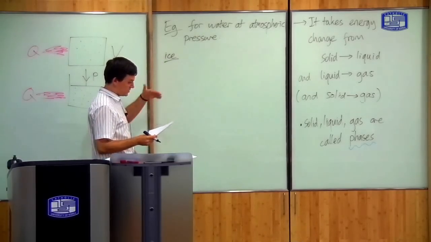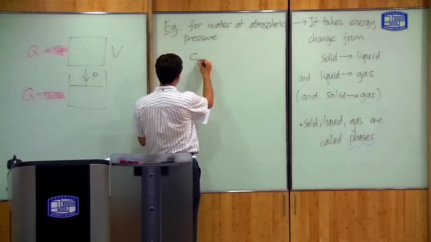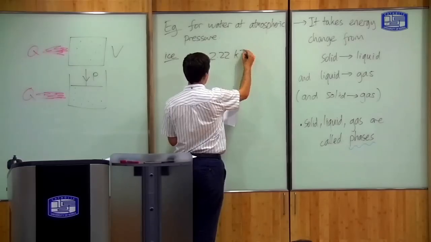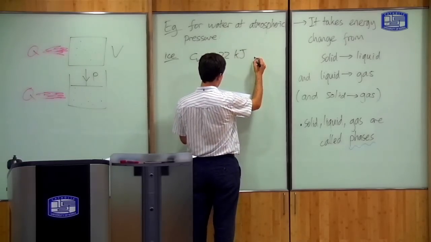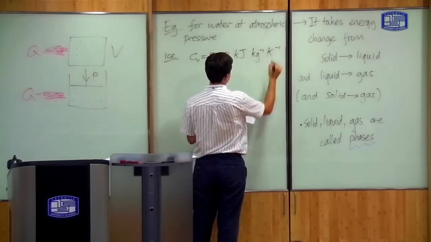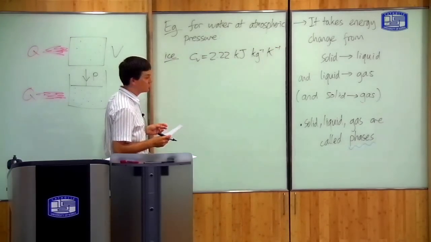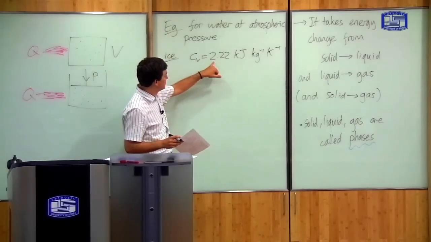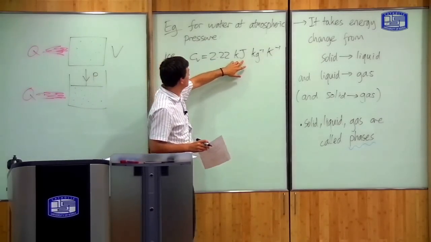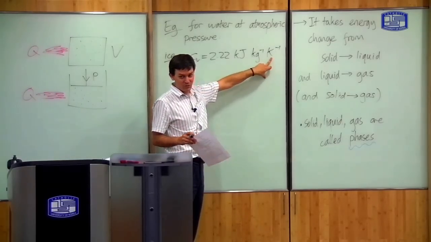Okay. So first of all, when you heat the ice, the heat capacity c is 2.22 kilojoules per kilogram Kelvin. So that means it takes 2,220 joules to increase the temperature of 1 kilogram of ice by 1 degree.